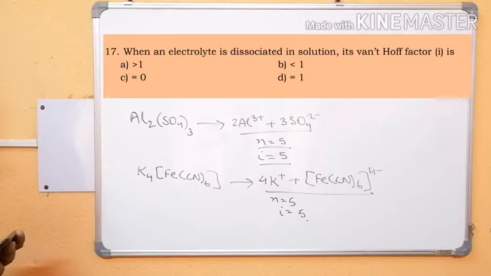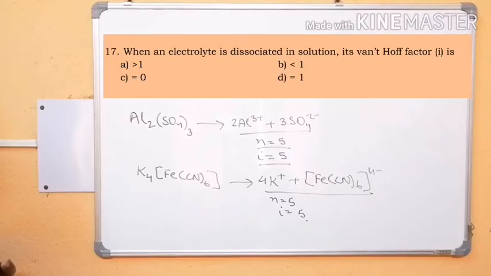The next problem, when an electrolyte is dissociated in solution, its Van 't Hoff factor is. I think this question we should have done before. Whatever it is, let us do it now. Since an electrolyte dissociates, if 1 mole you are taking, it will produce 2 or more moles of ions. For example, sodium chloride will dissociate into sodium ion and chloride ion. So 1 mole sodium chloride produces 1 mole sodium ion and 1 mole chloride ion. So the total number of ions becomes 2 moles.